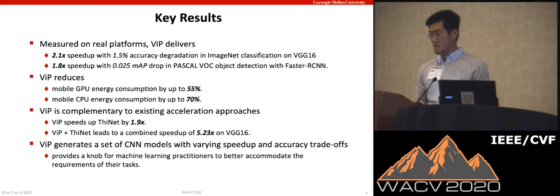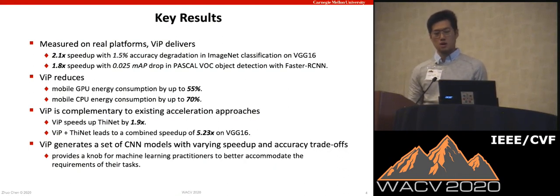We test VIP extensively on various tasks, CNN models, datasets, and platforms. Here we list some of the key results. So measured on real platforms, VIP delivers 2.1x speedup with 1.5% accuracy degradation in image classification on VGG16. It also delivers 1.8x speedup with only 0.025 mean average precision drop in Pascal VOC object detection with Faster R-CNN. It reduces mobile GPU and CPU energy consumption by up to 55% and 70% respectively.